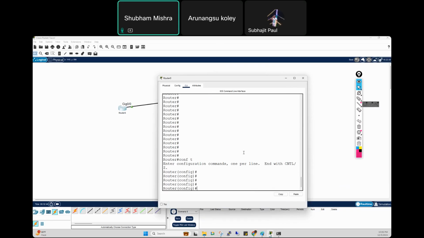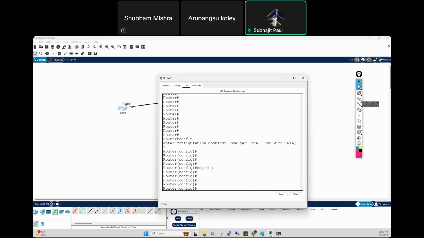Tell me, guys. CDP run. This is the command to enable the CDP. If you want to disable the CDP, what is the command? No CDP run. Are you getting my point? So when you write CDP run, it means you are enabling the CDP globally here. Globally means it will be implemented for all the interfaces on the router.